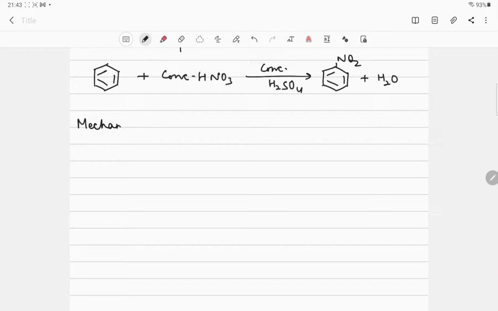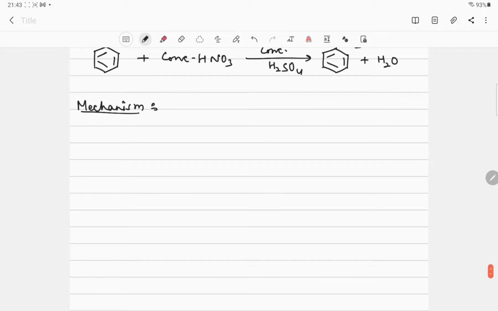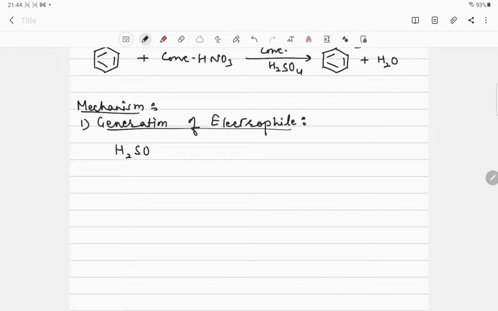As we know, for the electrophilic substitution there are three basic steps. First step is generation of electrophile. How will the electrophile be generated here? In this case the reaction will begin with the ionization of H2SO4. So this H2SO4 will dissociate or ionize to form hydrogen ion plus HSO4 minus ion. So this is the first step.